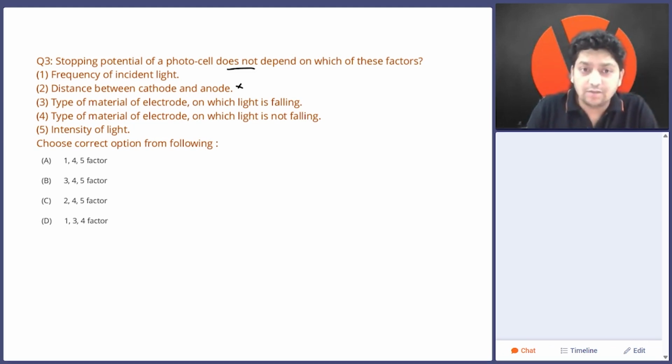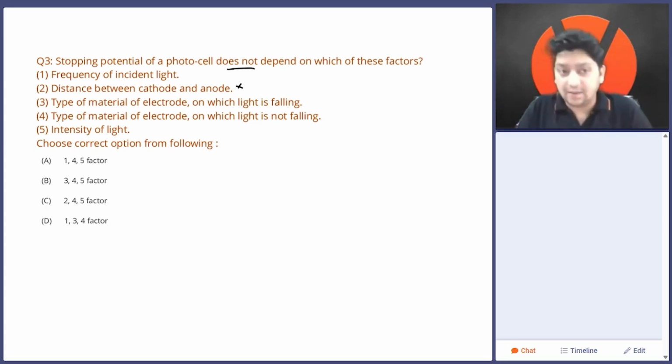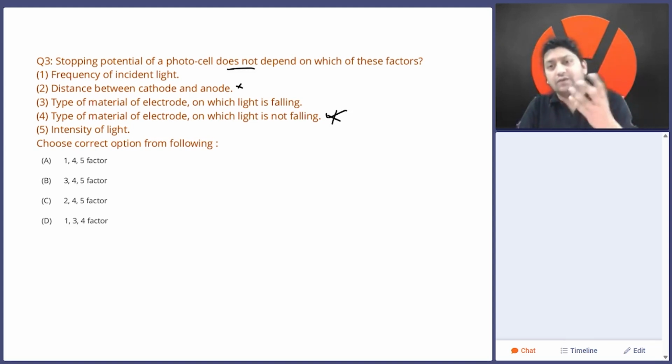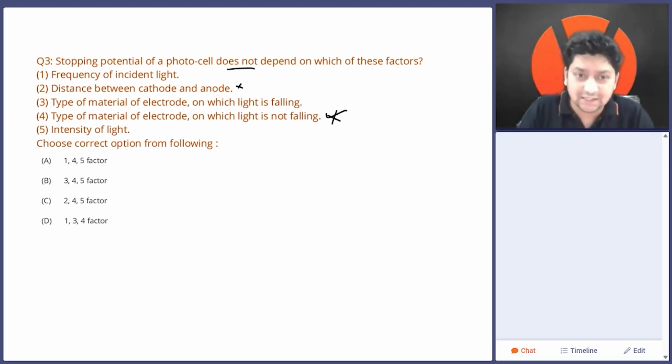Type of material of electrode on which the light is falling, definitely it depends on the type, right? So type of material of electrode on which the light is not falling, light is not falling on anode. So this is correct, this is a factor on which the stopping potential does not depend. And intensity of light, we know that stopping potential just depends on the energy of the photon, so it has nothing to do with the intensity. So this is also a factor on which it does not depend.